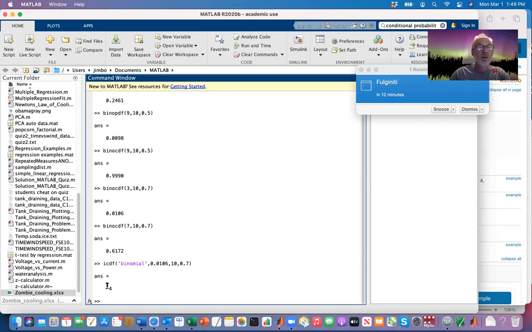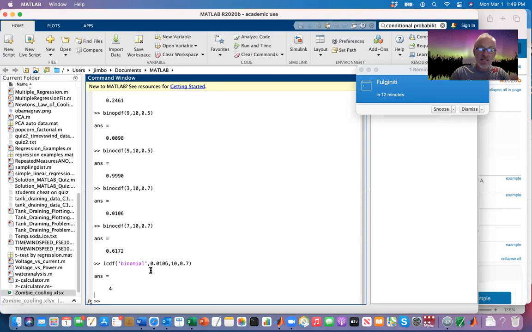4. Okay. So it's about the same as 3, because 3 is very small. Is that right? The ICDF: if I have a probability of 0.0106 given 10 trials and a 0.7 chance of success in each one, that will integrate to about 4. Okay, because we start to get negligible differences over time.